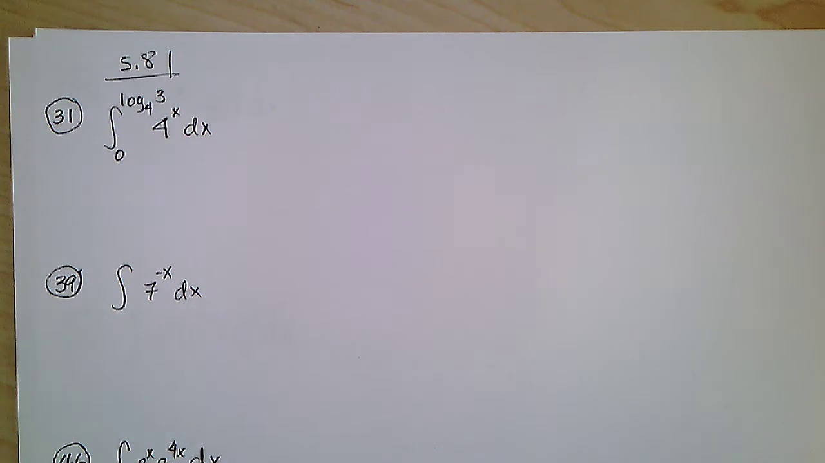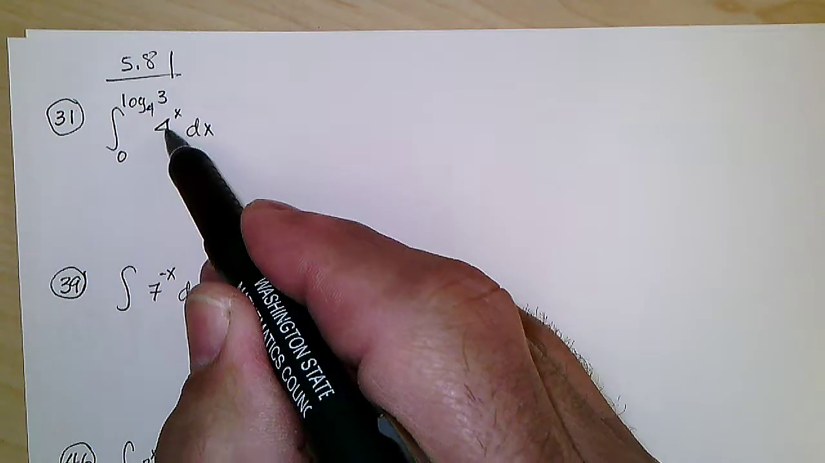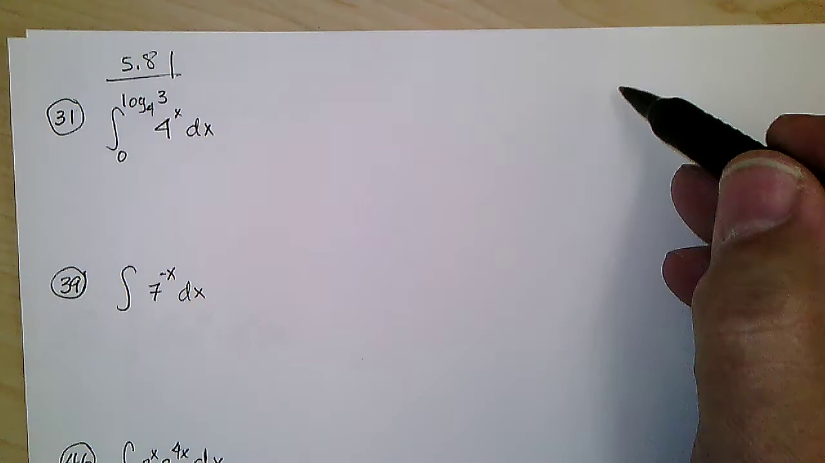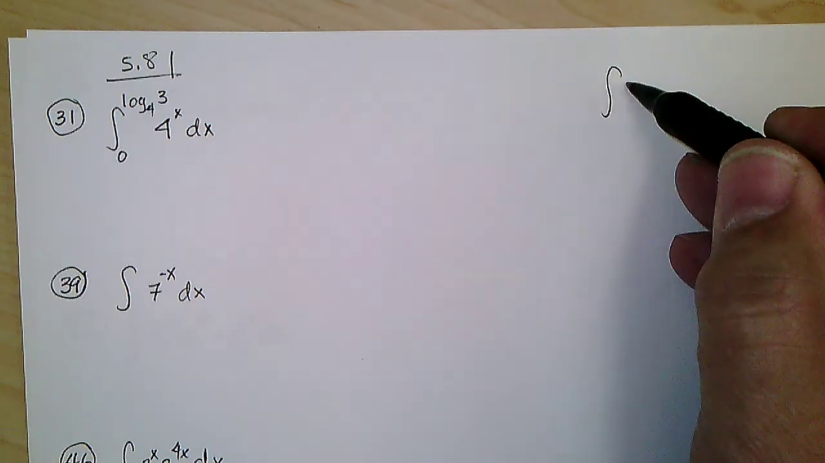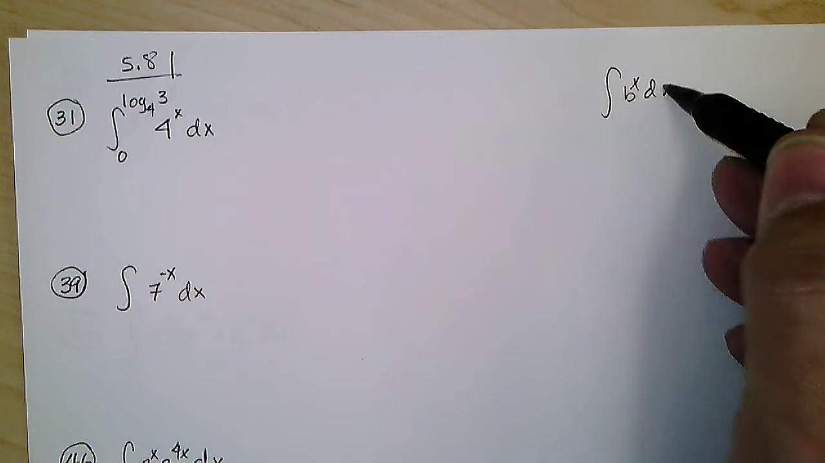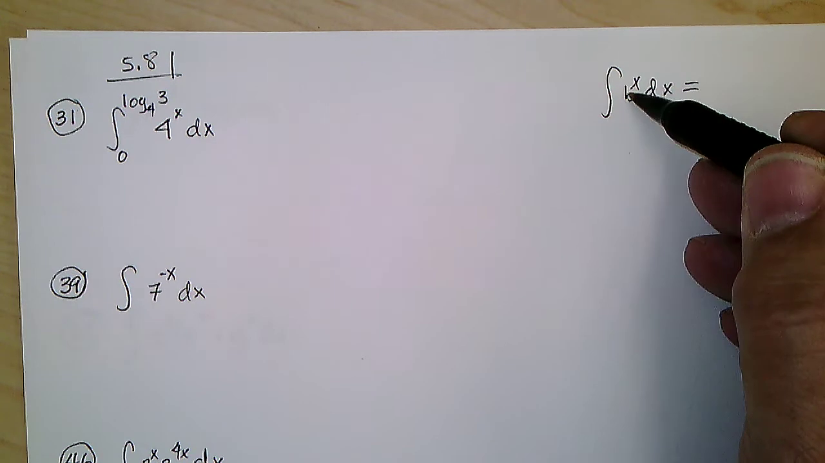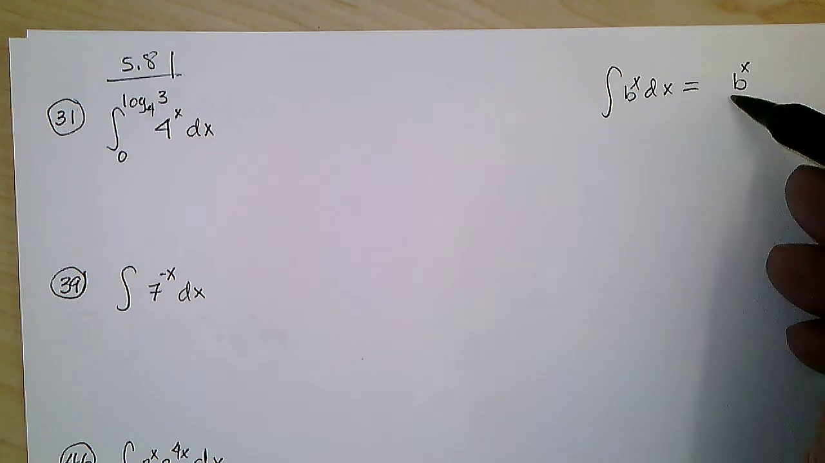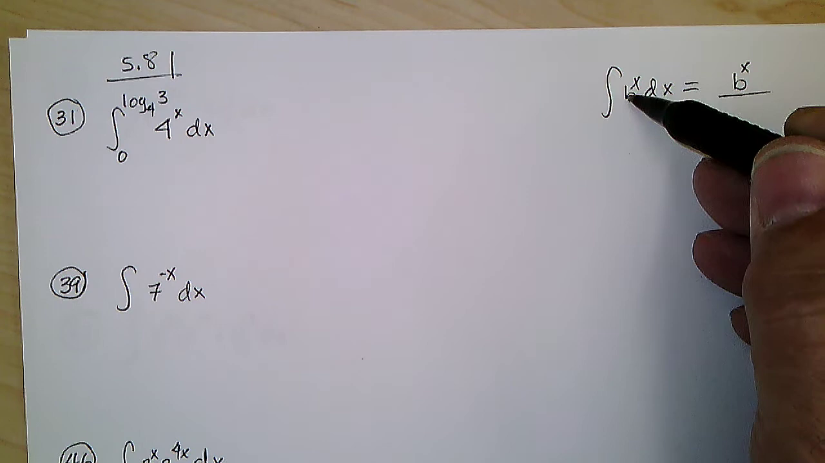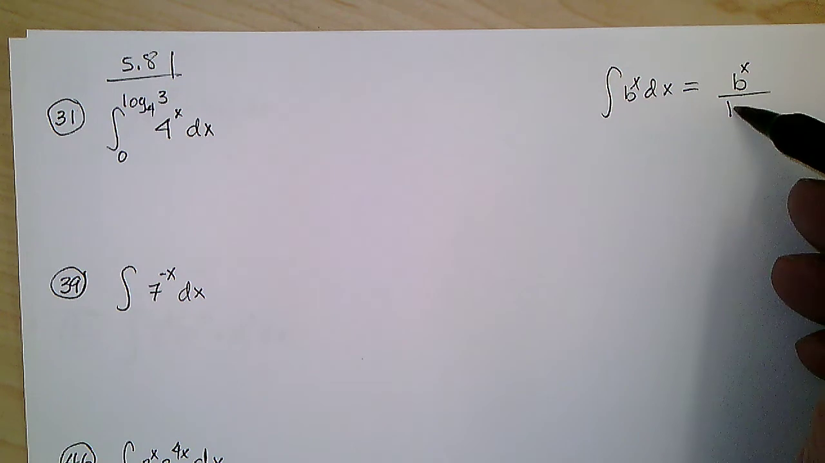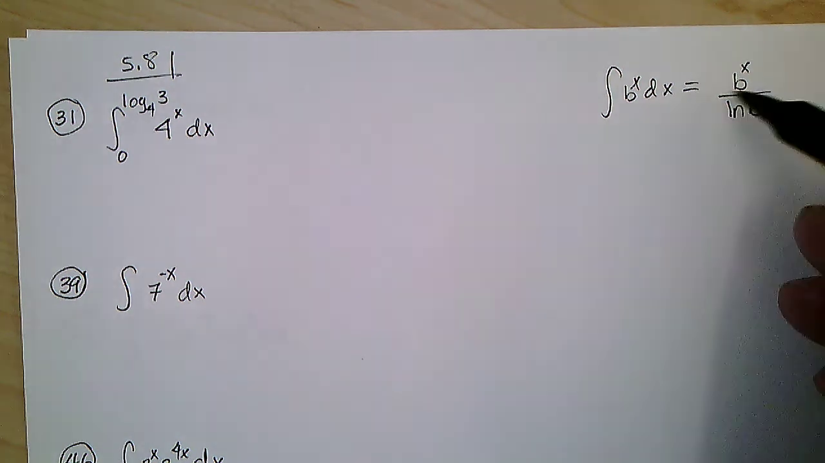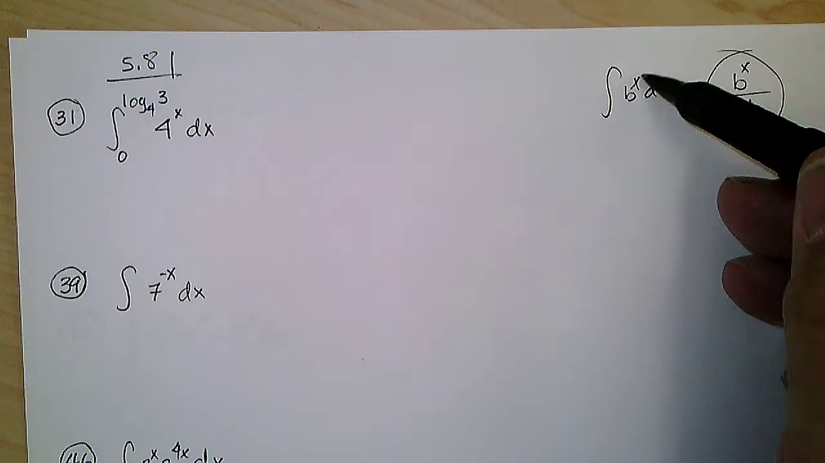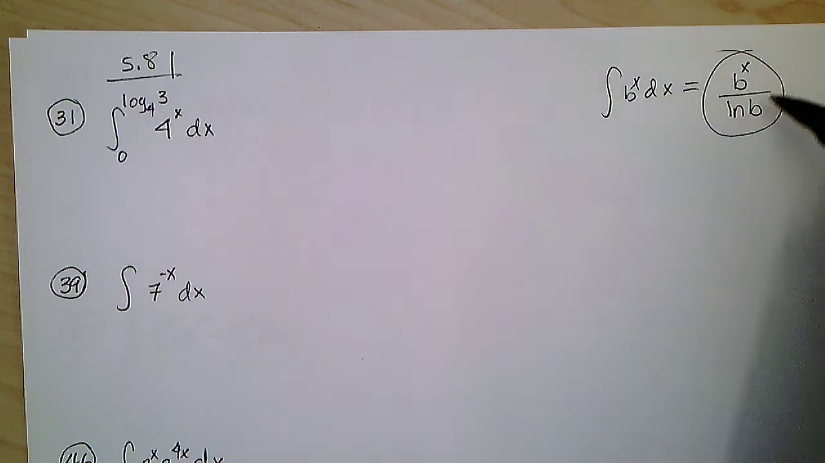5/8. So we have to integrate 4 to the x. One of the rules is, if it's b to the x dx, since the base is not e, which would then be just e to the x, it's b to the x. If you change this to e to something, it becomes an ln. So you have an ln b. That's the rule for a base other than e. You have to divide by the ln of that base.